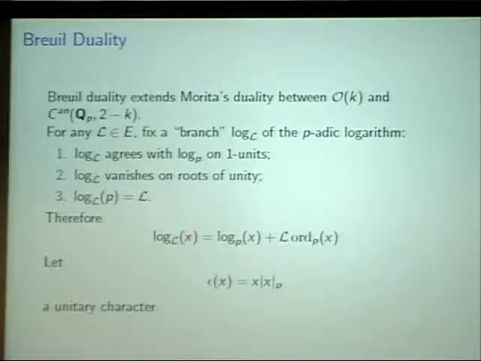And the relationship is, this is not rocket science here, right? x is p to the n times a root of unity times something congruent to 1. So log L of x is log p of x plus L ord p of x. The usual logarithm, you take L equals 0. That's sort of an arbitrary choice. And basically, for reasons that I probably will regret including in the talk, epsilon of x is somehow the cyclotomic character. In order to get the normalizations right, Breuil twists a lot of things by epsilon. And so it'll appear, but this is somehow not very significant.